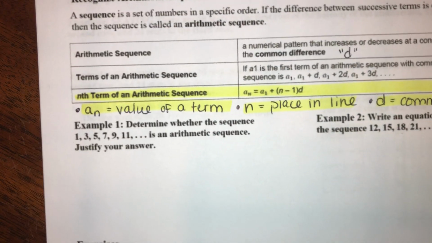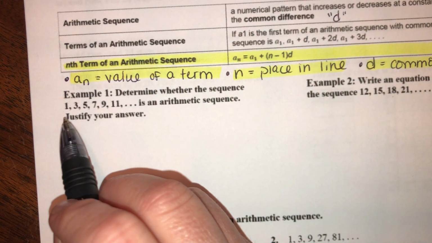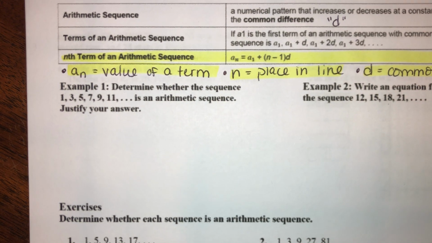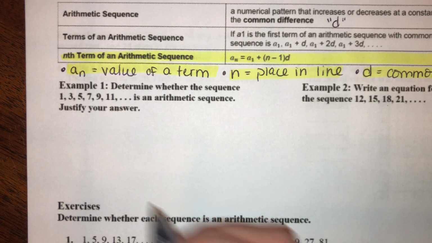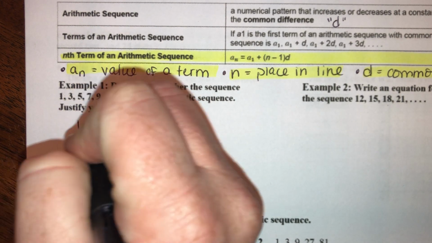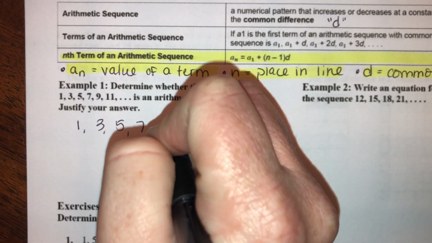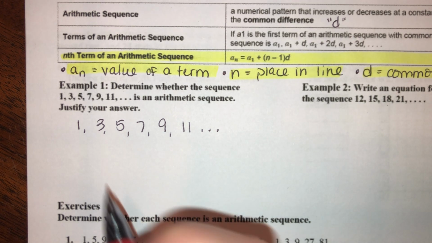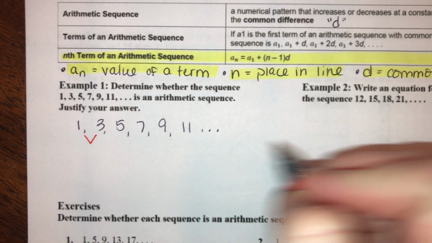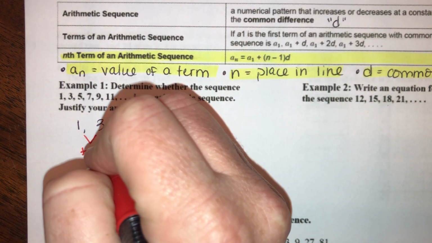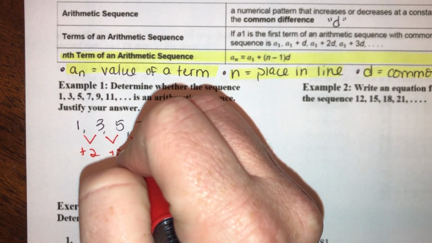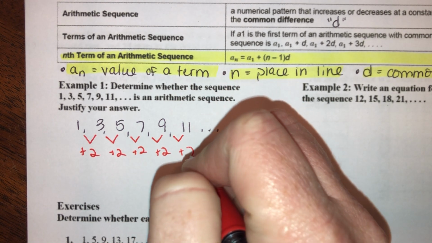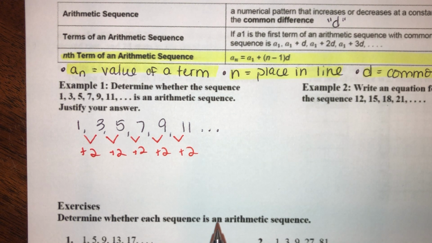All right, so first off, example 1, it says determine whether the sequence 1, 3, 5, 7, 9, 11 is an arithmetic sequence and justify your answer. So what we have to do is figure out, is it increasing or decreasing at a steady rate, right? So we have 1, 3, 5, 7, 9, 11, and then the ellipsis there tells us it keeps going. Okay, so from 1 to 3, what did we add or subtract? We added 2. From 3 to 5, I added 2. 5 to 7, I added 2. 7 to 9, added 2. 9 to 11, added 2. So as you can see, over and over, we're adding 2.